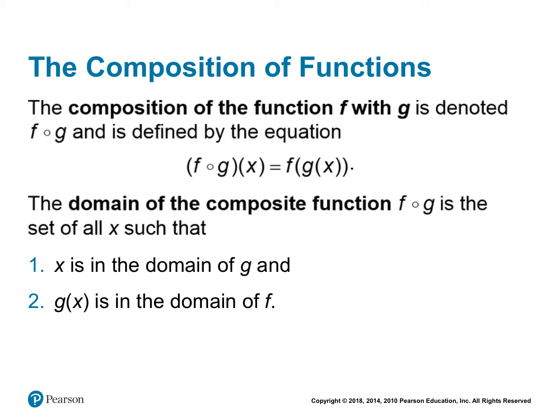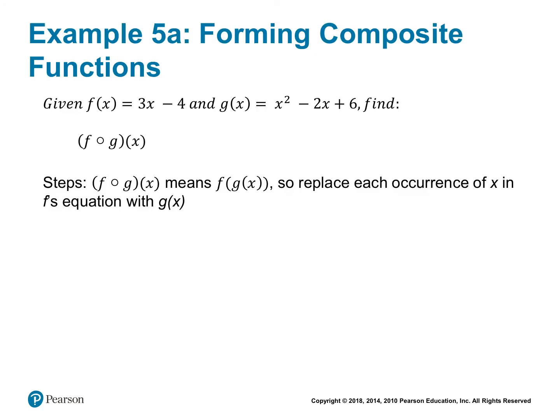The domain of the composite function is the set of all x such that x is in the domain of g, and g of x is in the domain of f. And that'll make more sense as we do some examples. So let's go ahead and form a composite function. The main thing is this is not a multiplication sign in between the f and the g. It's meaning the composition of them. So we have f of x is 3x minus 4, and then g of x is x squared minus 2x plus 6.